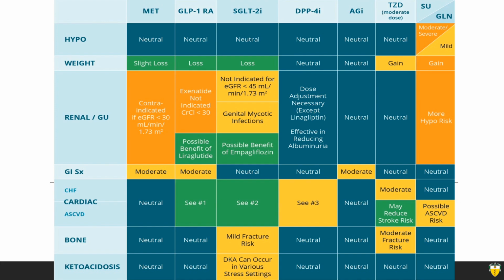GI side effects notoriously are the GLP-1 receptor agonist and metformin. Cardiac protection for GLP-1 receptor agonist and SGLT2, neutral for most, and increased heart failure for TZDs. Bone, increased fracture and osteoporosis for TZDs. And the one that can cause possible DKA among these oral drugs is SGLT2 inhibitor.